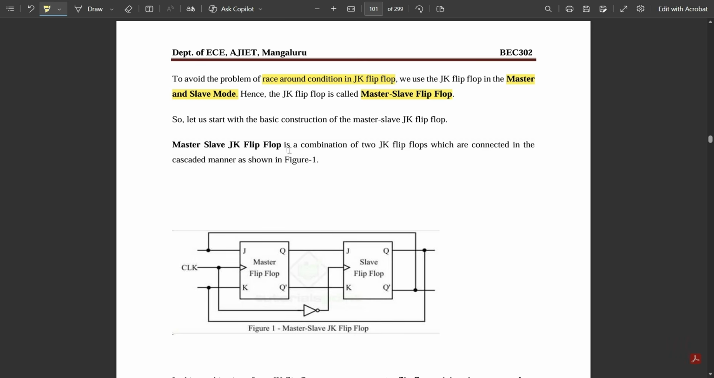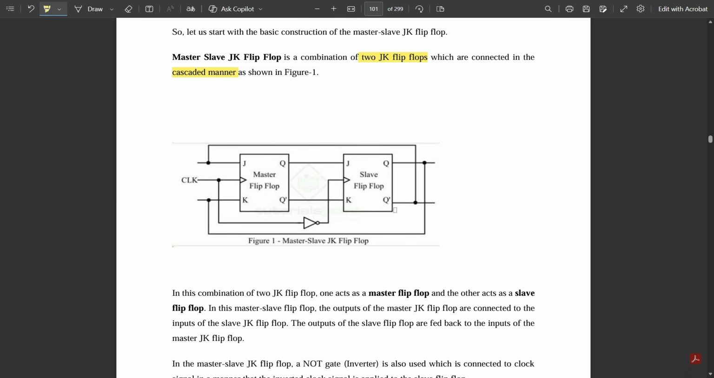Let us start with the basic construction of this master slave JK flip flop. It is a combination of two JK flip flops connected in a cascaded manner. This is the figure you see here. These are the two blocks of JK flip flops: one is called the master flip flop and the other is called the slave flip flop. See the intermediate connections: one clock signal is given, J and K are the inputs here, and Q and Q dash are given as the inputs for the second flip flop, which is the slave flip flop. Whatever output comes from Q and Q dash is fed back to the input again. This is the complete master slave JK flip flop connection.